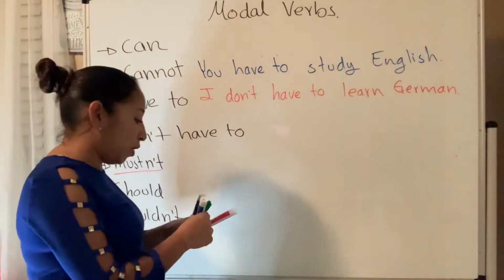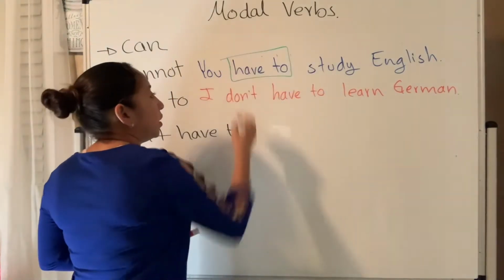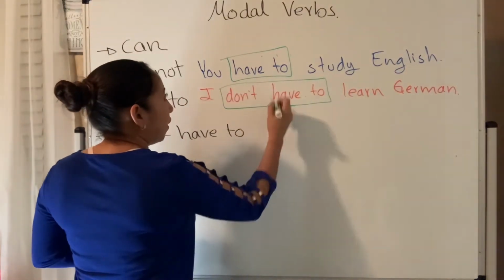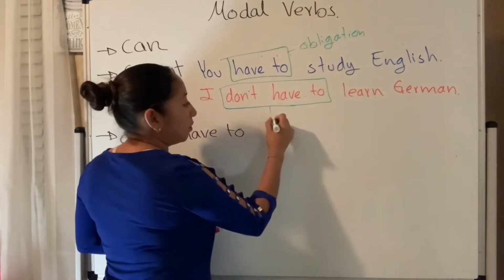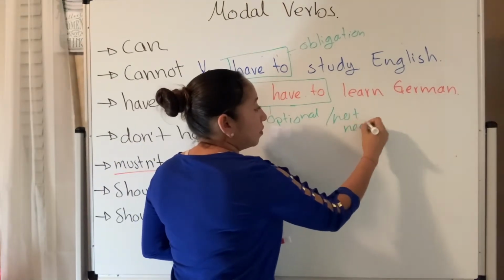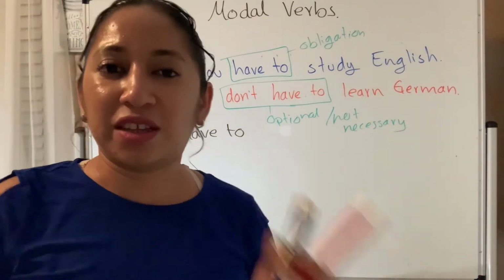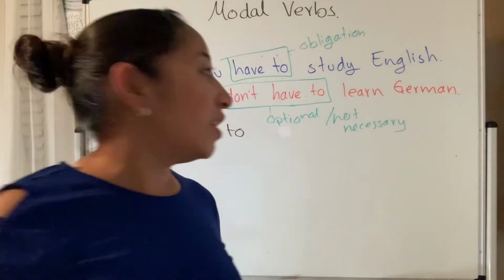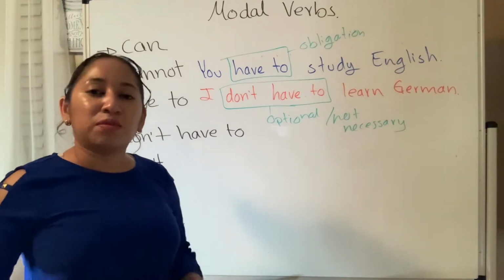So when we use the modal verb have to, it means that it is an obligation. Don't have to means that it is optional. This is to talk about obligation, and this is something optional or not necessary. So I mean that it's not prohibited. If you want to study German at Cele, you can study German at Cele. So you don't have to study German, but if you want, you can. Don't have to is something optional, something not necessary.